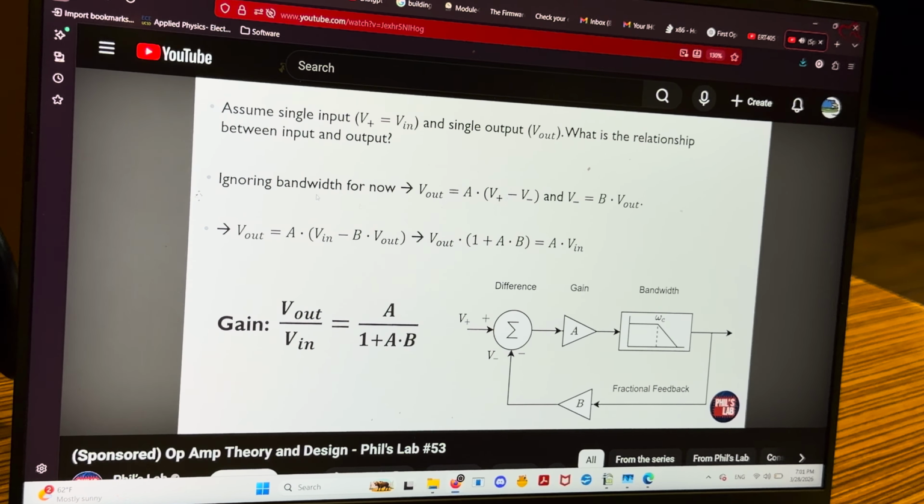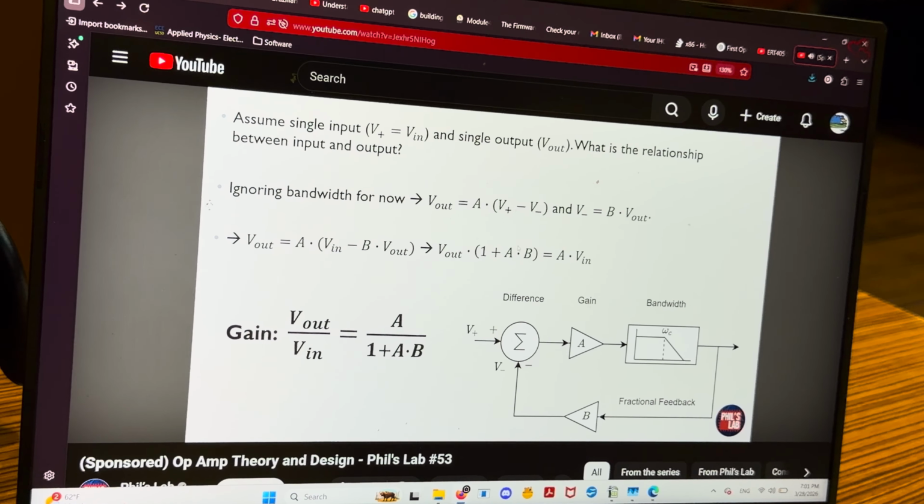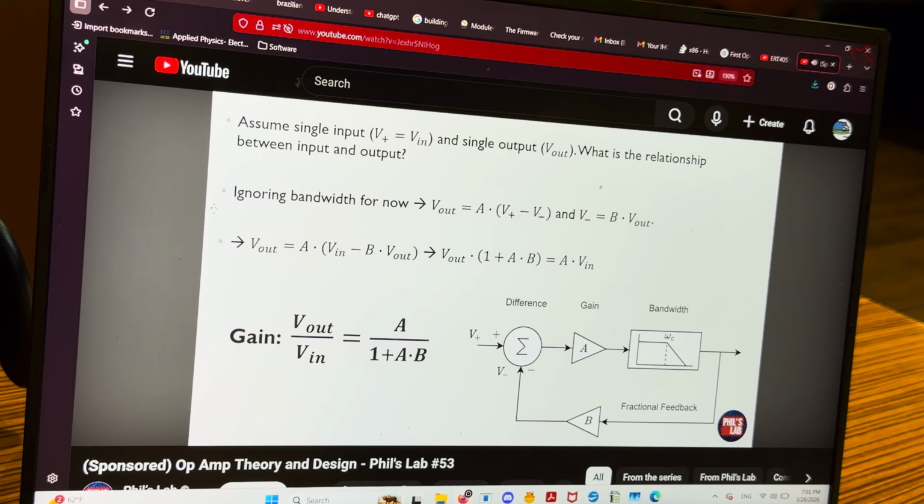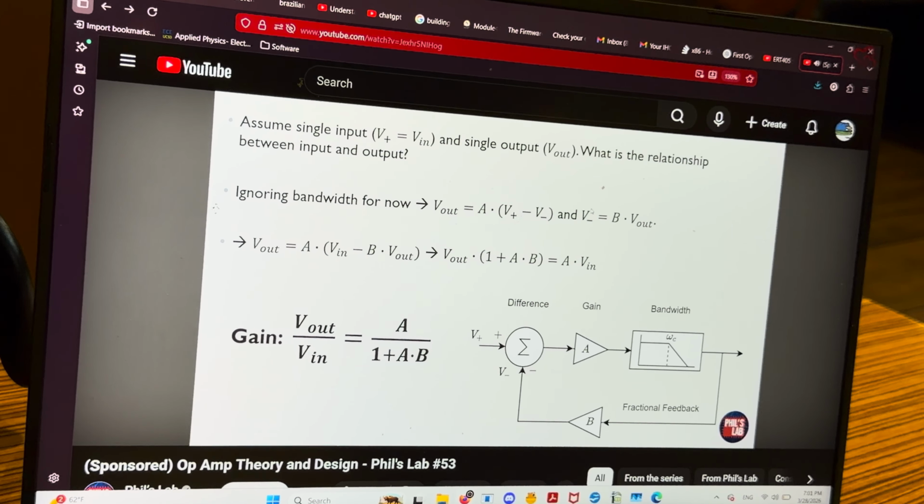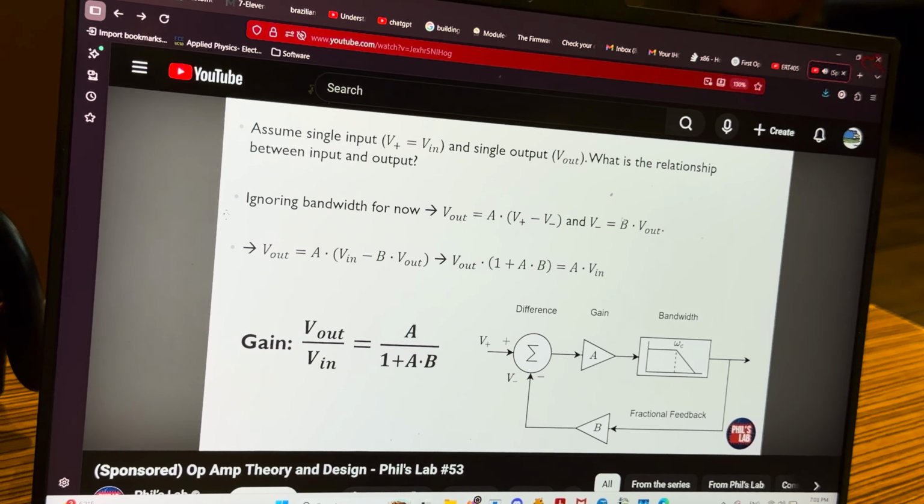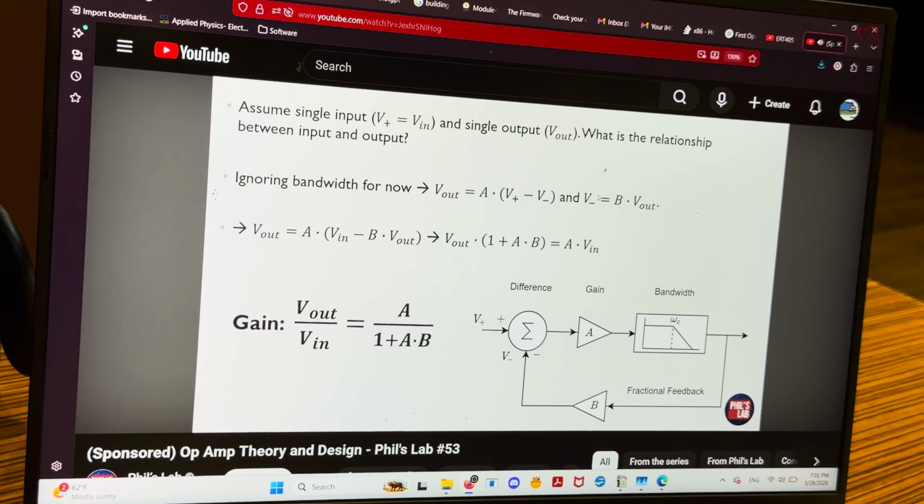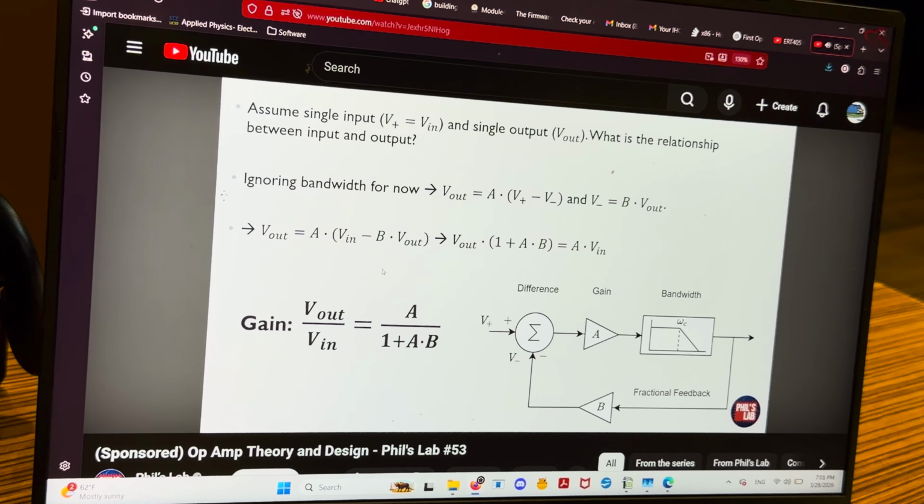Let's start off by ignoring the bandwidth. So let's get rid of this block for now, and then we just see the output is A times the difference of the input, minus what we set as a fraction of the output, which is B times V out. So we can substitute this expression into this. This is what I'm doing here.